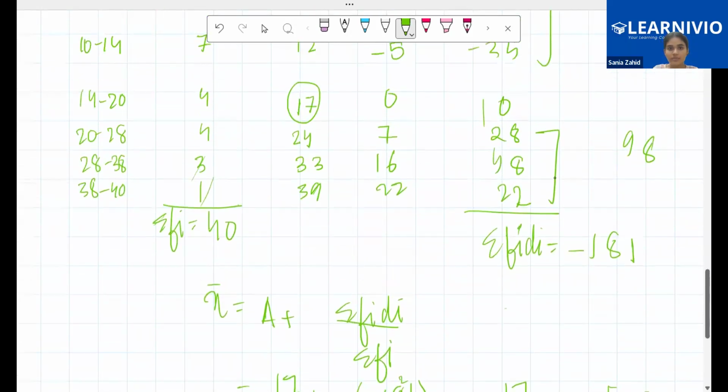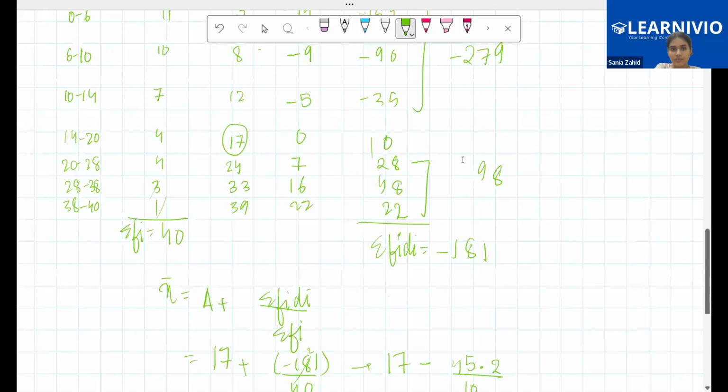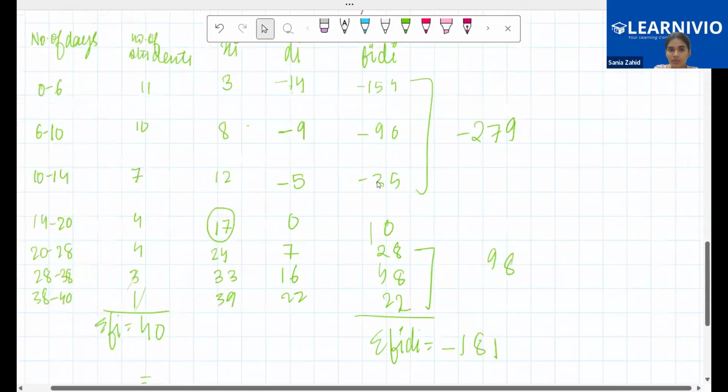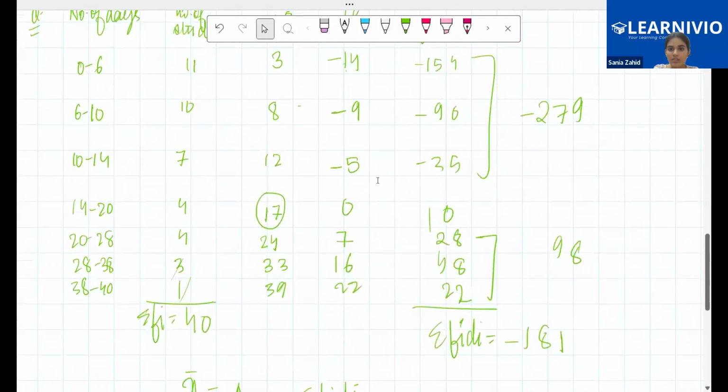Understood, Amir? Yes, ma'am. So now you see that whenever the class size is not equal, what you're going to do? You're going to use the assumed mean method. That time you cannot use the step deviation method. Understood? Yes, ma'am. Okay. Now we come to the next question.